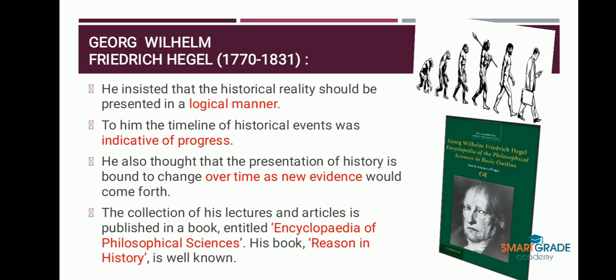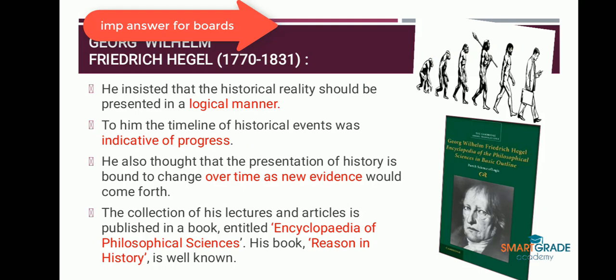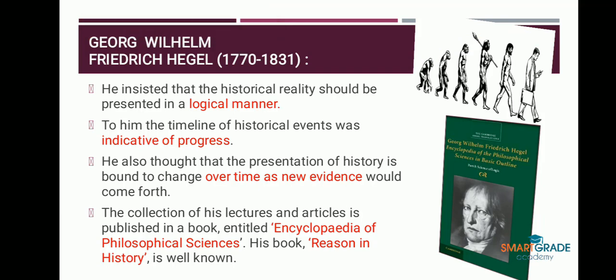Now George Wilhelm Friedrich Hegel, he insisted that historical reality should be presented in a logical manner. You cannot write it as a fiction or a story. The thing should be based on logic. To him, the timeline of historical events was indicative of progress. The timeline is shown over here, where a chimpanzee is made into a human. So this is the timeline where man was an animal and now he is a human being. So that transition should be shown in a timeline focusing on all the aspects of human life.